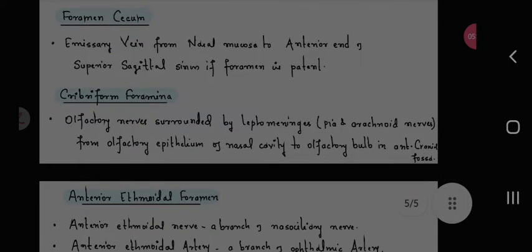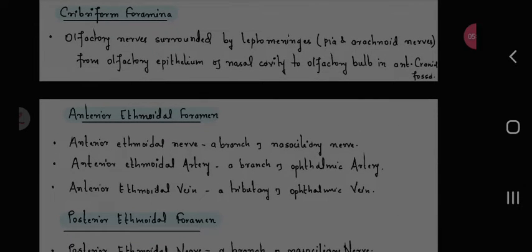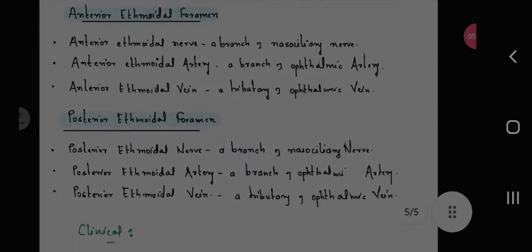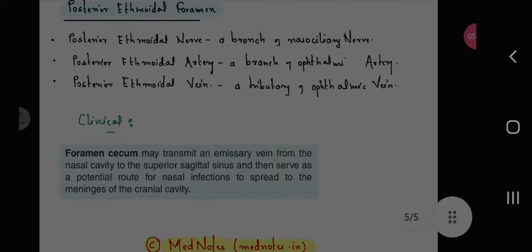Structures passing through the foramen cecum: an emissary vein from the nasal mucosa to the anterior end of the superior sagittal sinus, if the foramen is patent. Cribriform foramina: the olfactory nerves, surrounded by leptomeninges, pia and arachnoid, pass from the olfactory epithelium of the nasal cavity to the olfactory bulb in the anterior cranial fossa. Anterior ethmoidal foramen: anterior ethmoidal nerve, a branch of the nasociliary nerve, anterior ethmoidal artery, a branch of the ophthalmic artery, and anterior ethmoidal vein, a tributary of the ophthalmic vein.